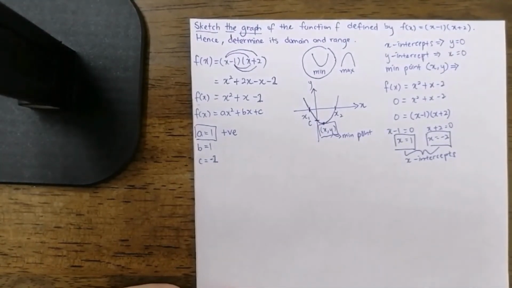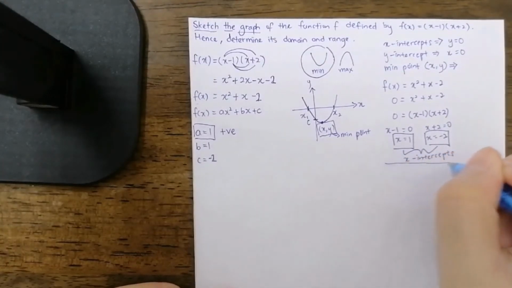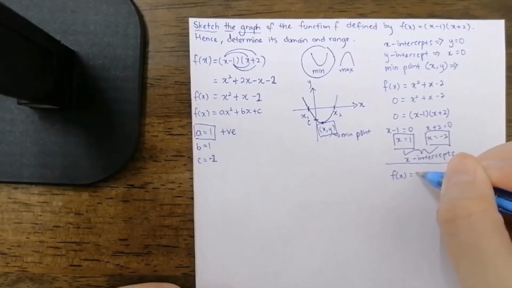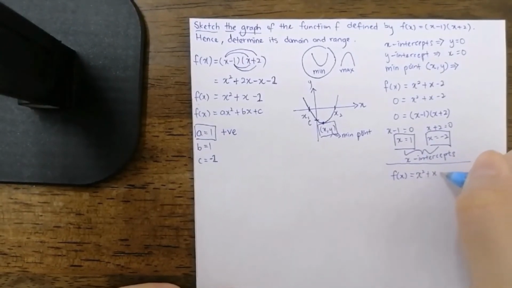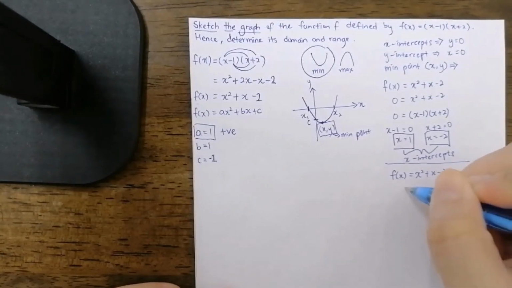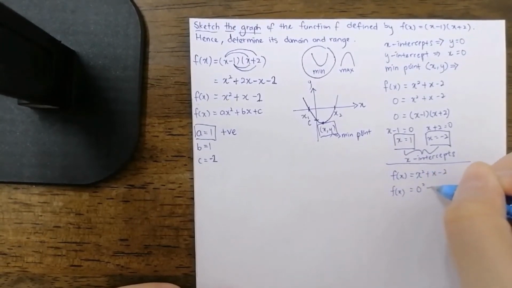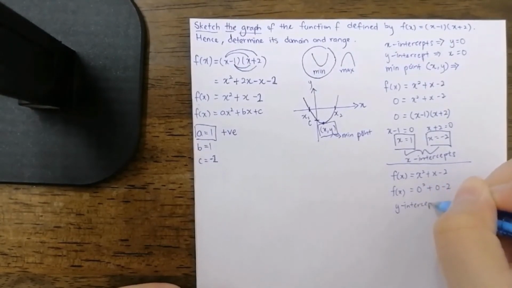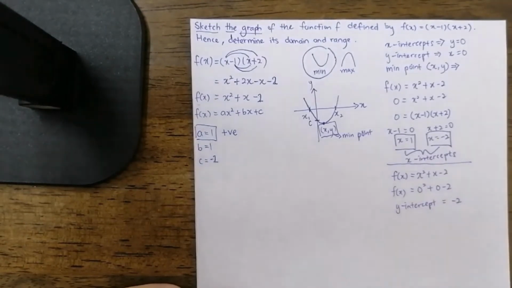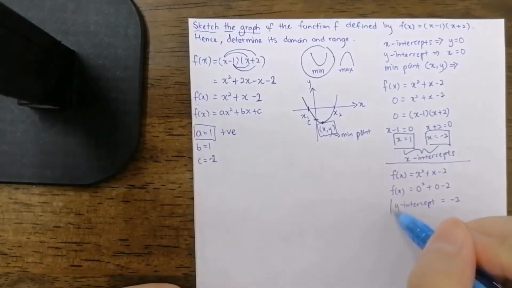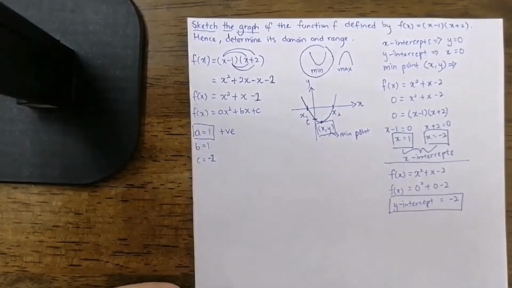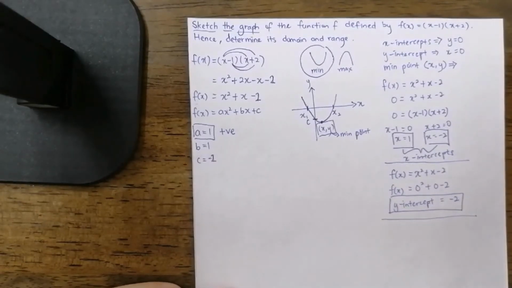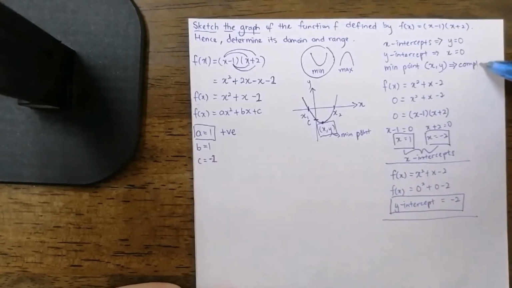To find y-intercept, let x equal 0. Rewrite the equation again. And we got that y-intercept equals negative 2. The last information we need to find is the minimum point. So to find minimum point, use completing the square.